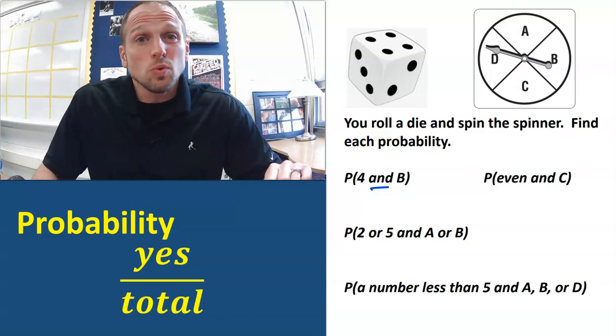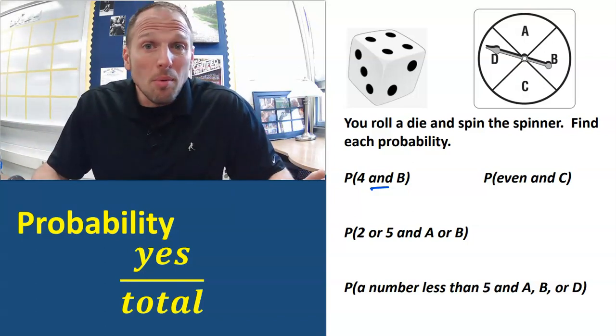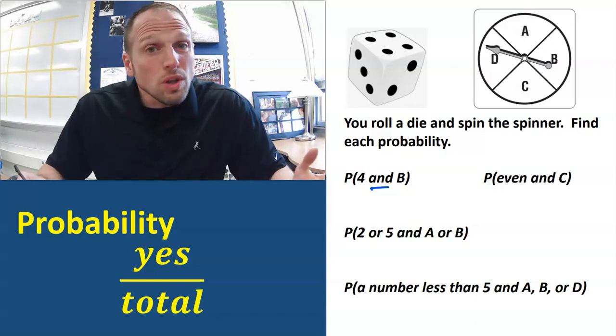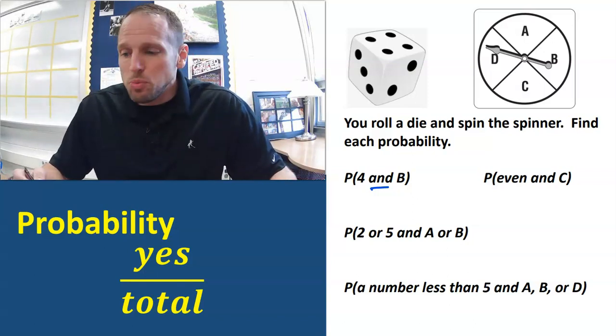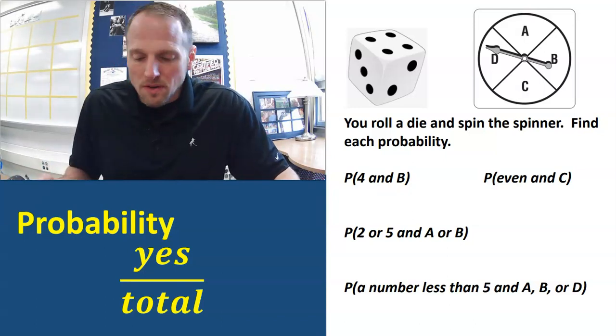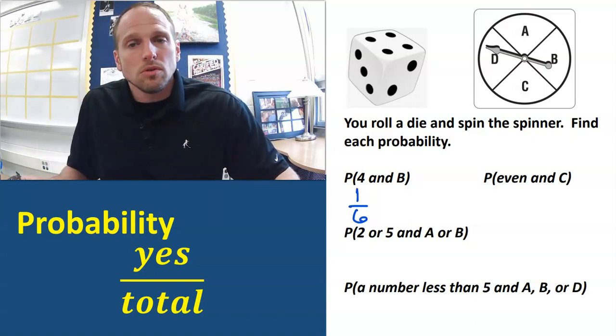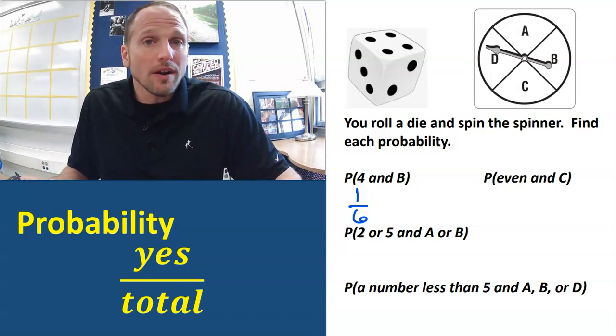So here's the situation. We're going to roll a die, and we're going to spin a spinner. And I want to know what the probability is of rolling a 4 and spinning a B. Well, let's figure it out. What's the probability of rolling a 4? Well, on a die, there is 1 4 and there's 6 total numbers. Okay, so the probability of getting a 4 is 1 out of 6.